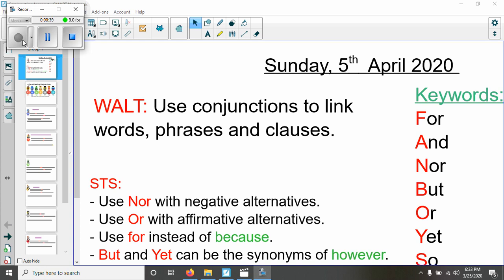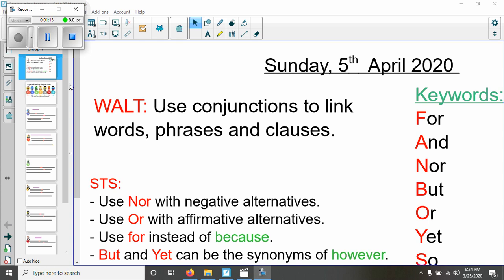We are learning to use conjunctions to link words, phrases, and clauses. All right, the keywords we have today are for, and, nor, but, or, yet, and so. We have here some steps that we will go through together in case you don't understand anything. All right, let's start our lesson.